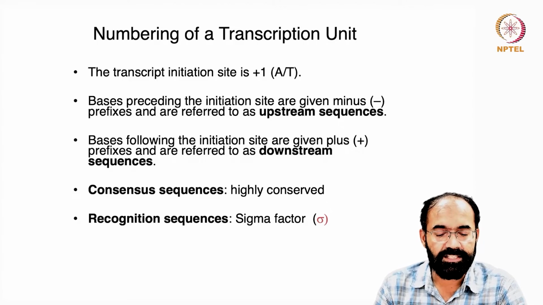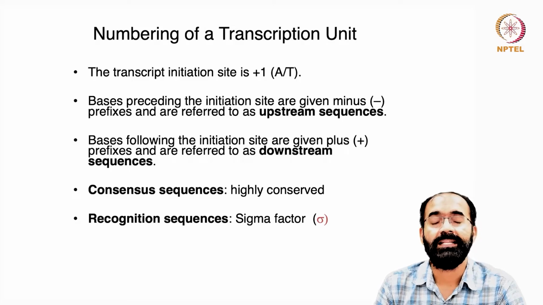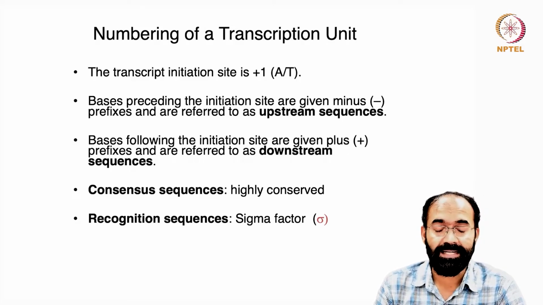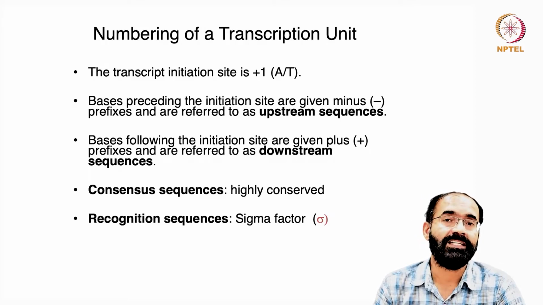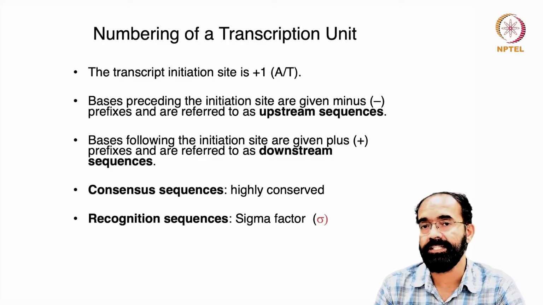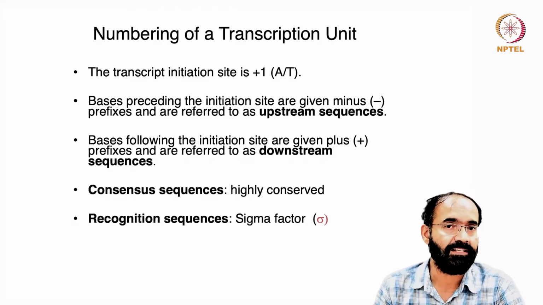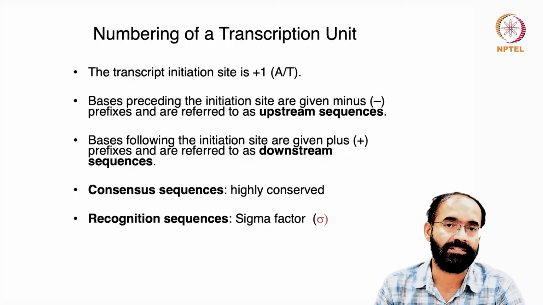And then consensus sequences are those regions that are highly conserved, especially the -10 and -35 sequences. They do not allow variation. Whereas in between -35 and -10, variations in sequences are allowed. So -10 and -35 regions are conserved. When you say -10, don't think of exactly the -10th base. When you say -35, don't think of exactly the -35th base.